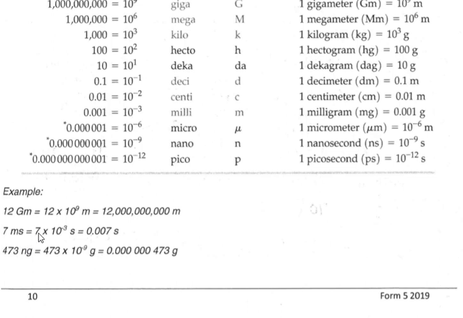7 milliseconds, and note that it's written with the unit, there's no space between the m and the s. If there was a space between the m and the s, that would mean meters multiplied by seconds, which is completely different to milliseconds. So that's something to watch out for. So 7 milliseconds is 7 times 10 to the minus 3 seconds, which is 0.007 seconds. 473 nanograms is 473 times 10 to the minus 9 grams, which written out is this.